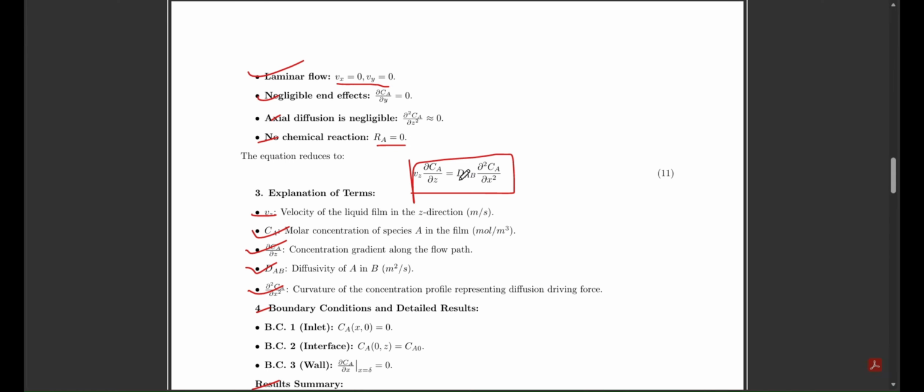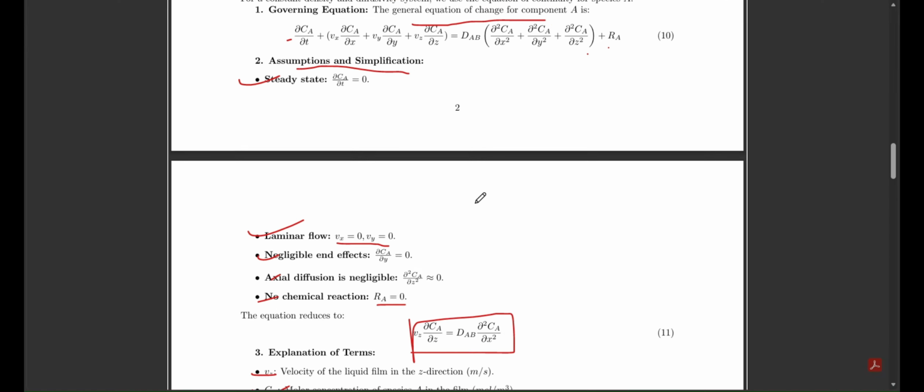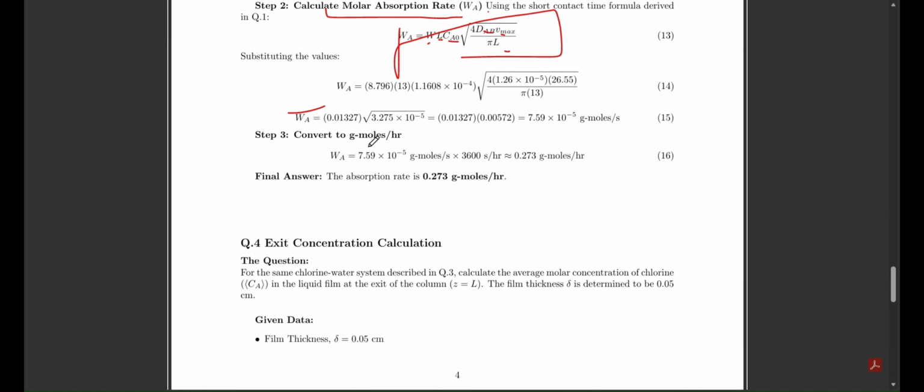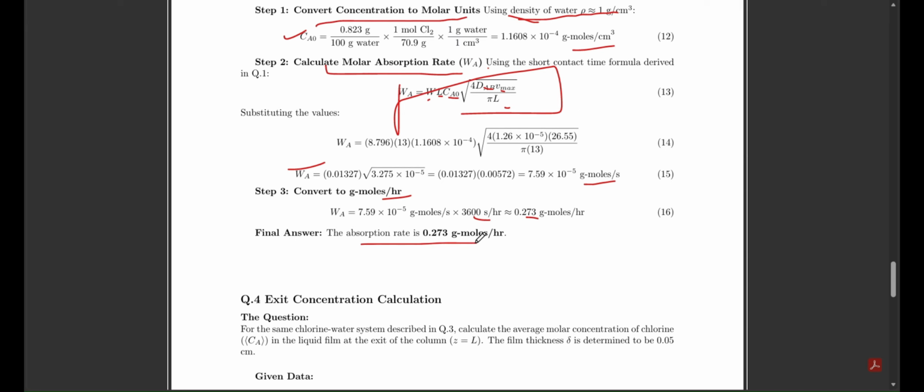We get this formula for WA from our derivation, and we will use this and put in all the values, as we know W, L, CA0, D_AB, Vmax, and L. Everything we will put here, and we will get WA in gram moles per second. We convert it into gram moles per hour by multiplying by 3600, and we get the absorption rate as 0.7273 gram moles per hour.